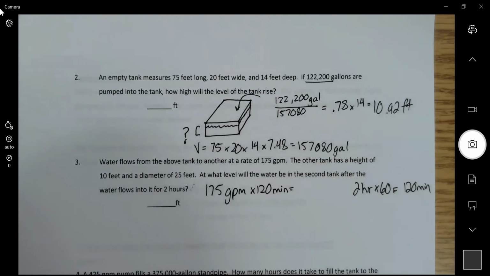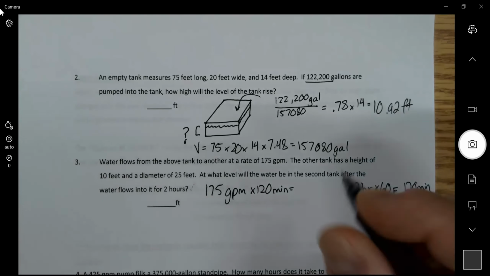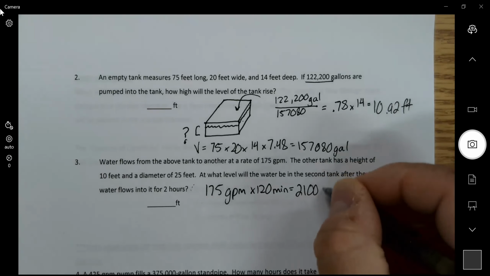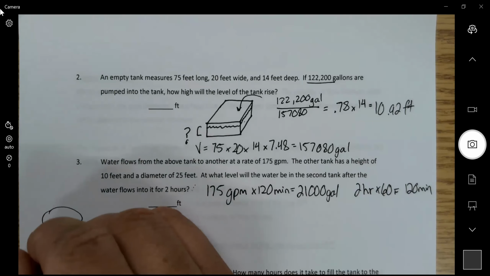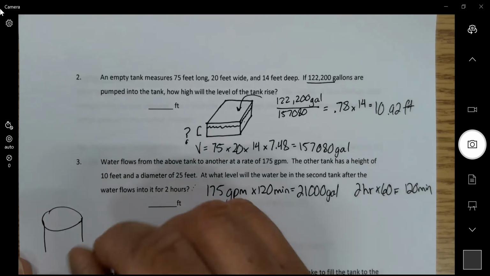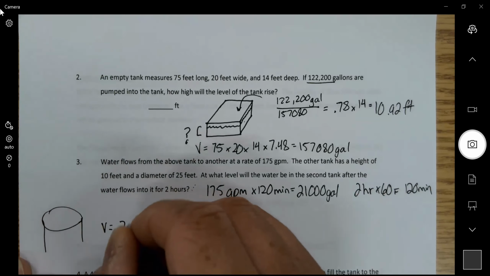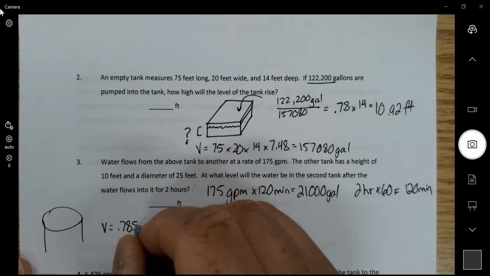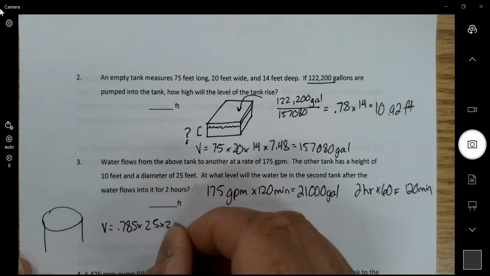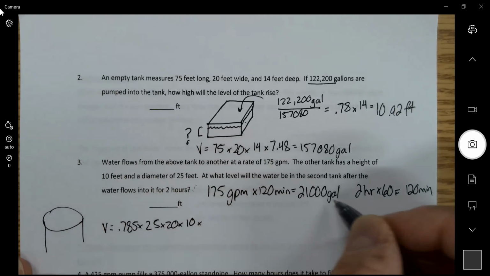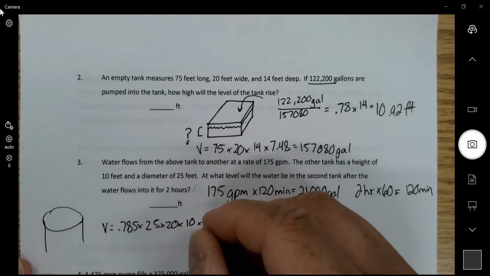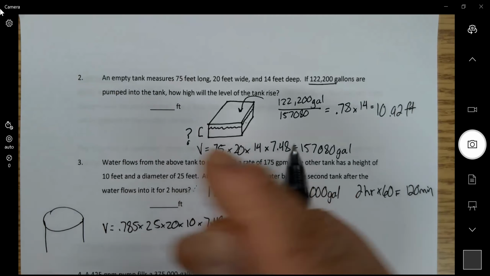This will give you your total gallons, okay? Whenever you see a pumping rate with a certain number of hours, convert the hours to minutes and just multiply the two. So this gives you 21,000 gallons. Well, that tank is something like this, right? So the volume for this is 0.785, because it's a cylinder, times the diameter times the diameter times the height. Well, I'm going to need to know gallons because I need to know what percent of it is full. So multiply it by 7.48.